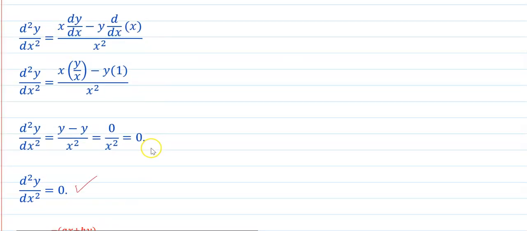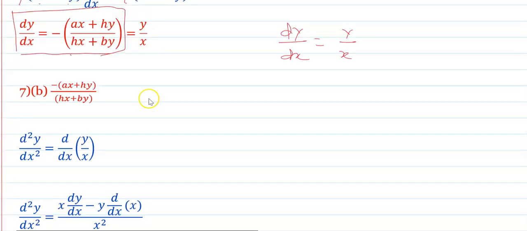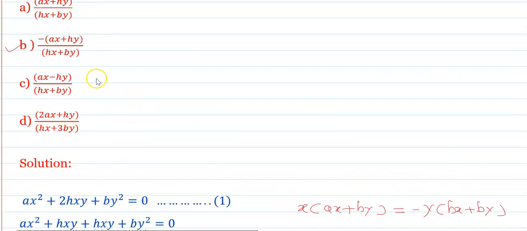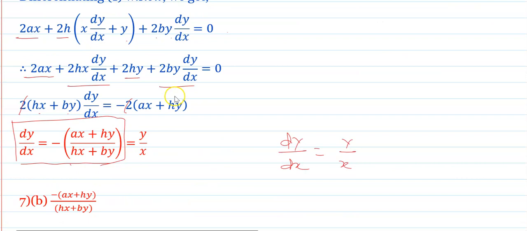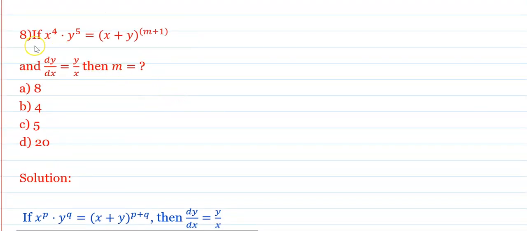Okay, now the next. आता इथे आपल्याला फक्त फर्स्ट डेरिव्हेटिव्ह त्याने विचारलेला आहे, म्हणून त्याचा ऑप्शन फक्त काय, only B is the correct answer. Now the next question. If x raised to 4 into y raised to 5 is equals to (x plus y) raised to m plus n, and dy by dx is equals to y upon x, then what is m?